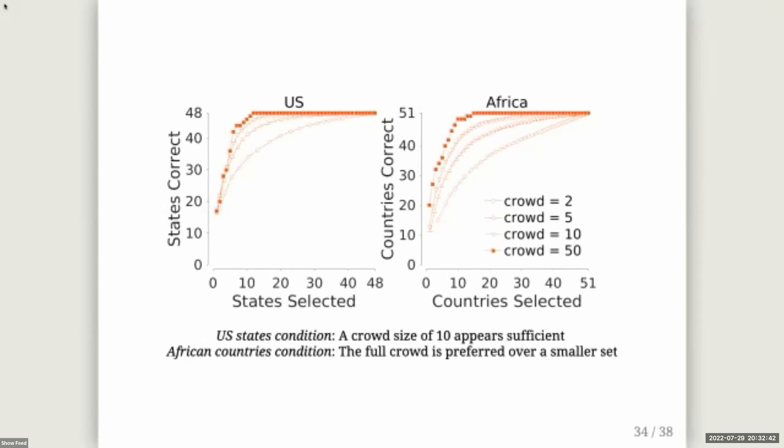But one of the things to think about here is you're asking US participants to evaluate where US states are located and then where African countries are located. So the US condition and the African countries condition sort of serve as a knowledge manipulation. The US is going to be a high knowledge manipulation and the African country is going to be a low knowledge manipulation. So if you have a problem that you're asking individuals about and it's a high knowledge manipulation, you could probably get away with a smaller size, depending on the difficulty of the task. But for the African countries condition, where it's a low knowledge manipulation, you might want a full crowd of size 50 or maybe even more, depending on the questions that you're asking them.